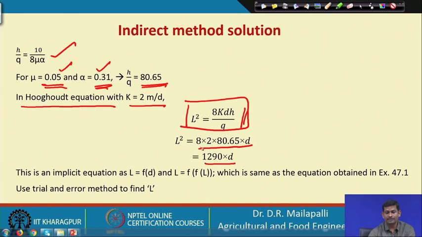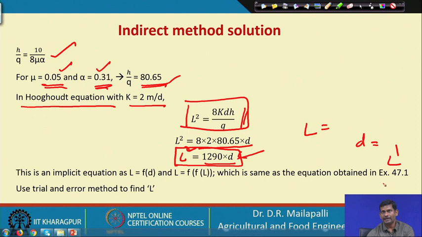And then L square is 8 into 2. So, put the values here, the h by q value and the other values, and finally L square is equal to 1290 into d. So, this is the same as the previous example with the actual Glover-Dumm equation. So, the final equation will be like this, and after that you make the initial guess of L, find out D, and find out the new L.